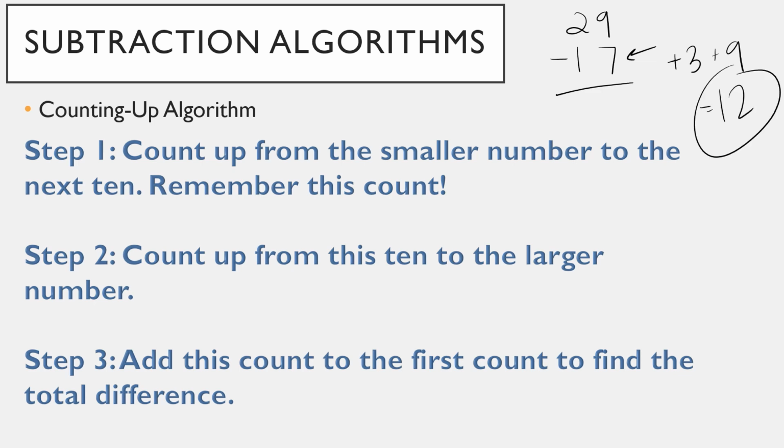All right, so it's just kind of taking a subtraction problem and using that idea of a missing addend. So it's basically asking, if I took 17, what would I need to add to it to get 29? It sounds complicated, but I think when you see it in action, you're going to see it's actually pretty simple.